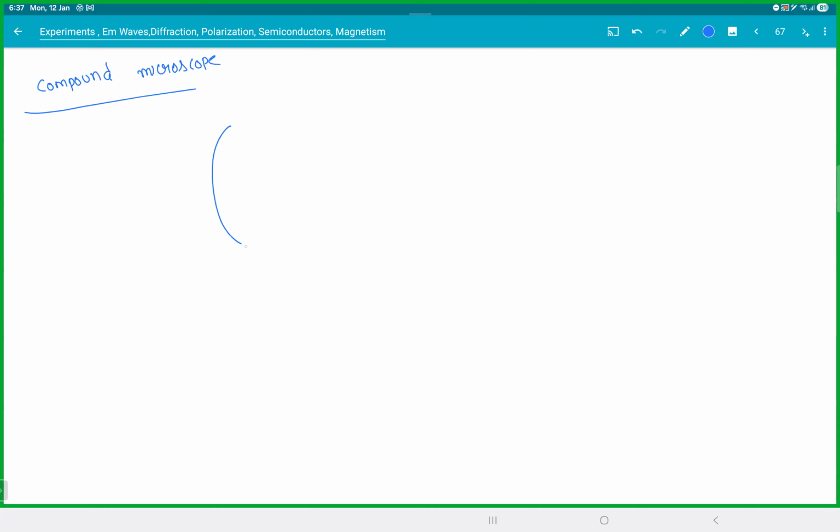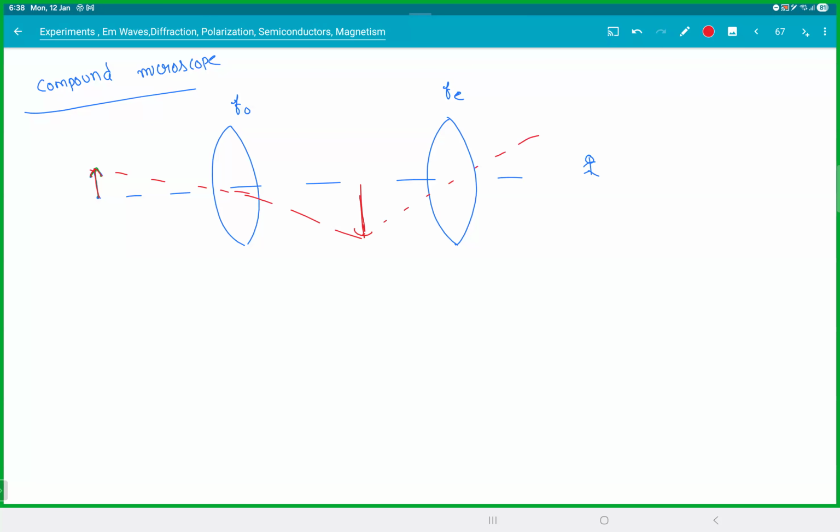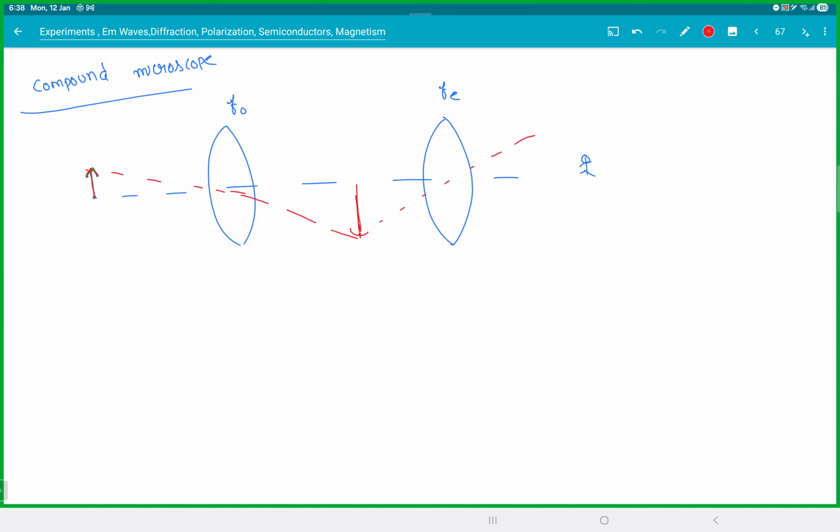In a compound microscope, we use two lenses. This is called objective lens, FO. This is called eyepiece. Eyepiece meaning that is where the observer is. This is where the object is. So again, what is the idea here? The object which is here, first we magnify this object. So we take the object here and we magnify this object, make it big, and see this through the eyepiece. So basically, a compound microscope is nothing but use one lens to make the image bigger and see that image through a simple microscope. Are you getting the idea there? A compound microscope is one simple microscope plus a lens.